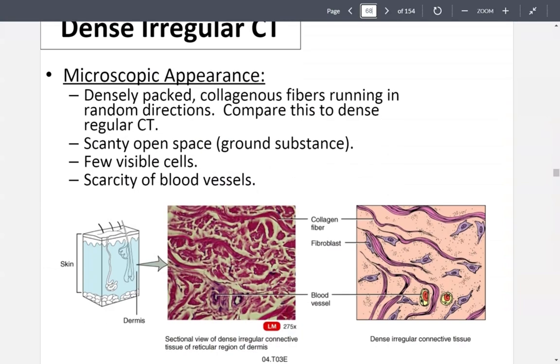Dense irregular. This is going to be densely packed collagen fibers running in random directions, not very organized when compared to dense regular. Still not going to be a lot of open space, so very little ground substance, not a lot of visible cells, and not a lot of blood vessels.